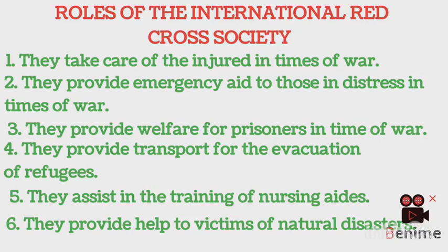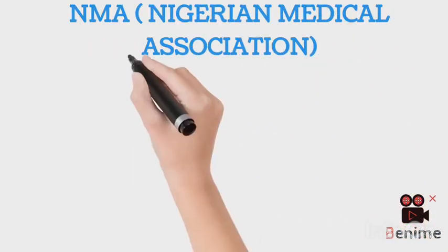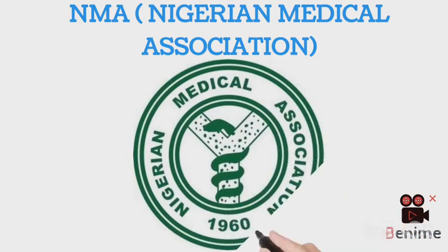and also assist in training of nursing aides. They train people so that they can have more hands to supply nursing aid, and also help victims of natural disasters. People that have experienced natural disasters, they help them to be okay and to feel comfortable from such a situation. The next one we have there is NEMA, and NEMA is the Nigerian Medical Association.